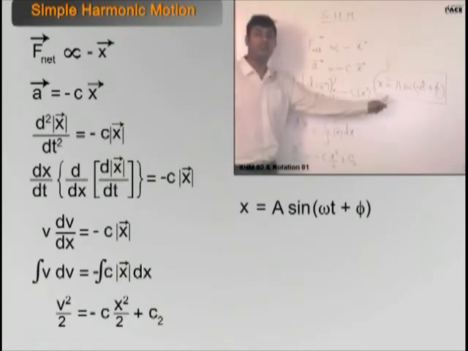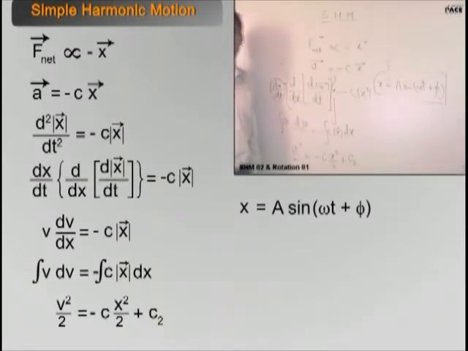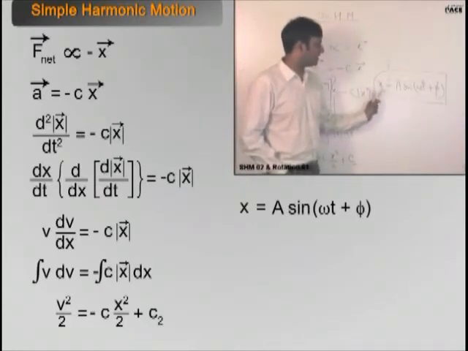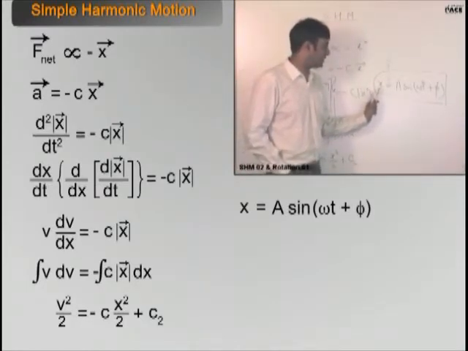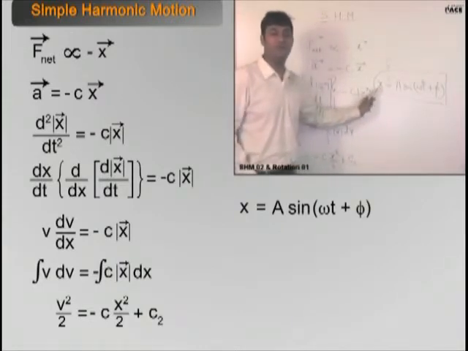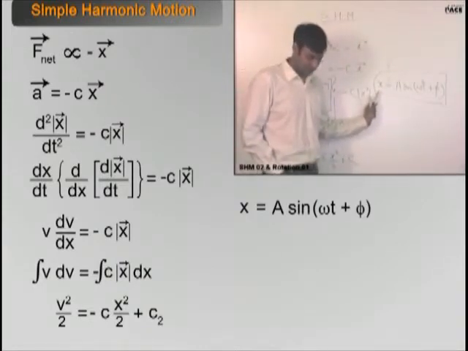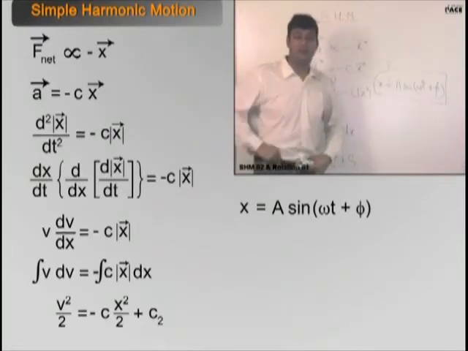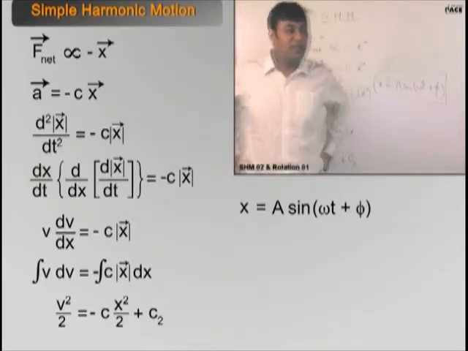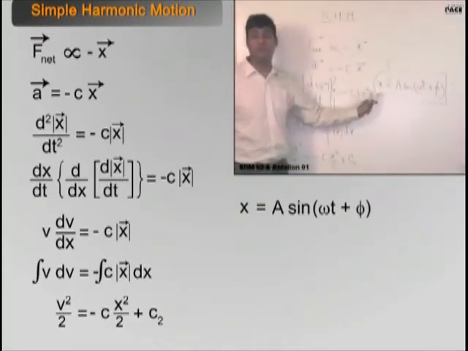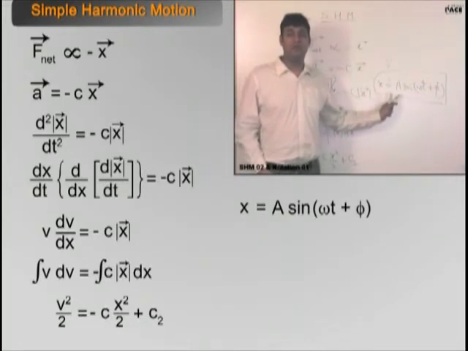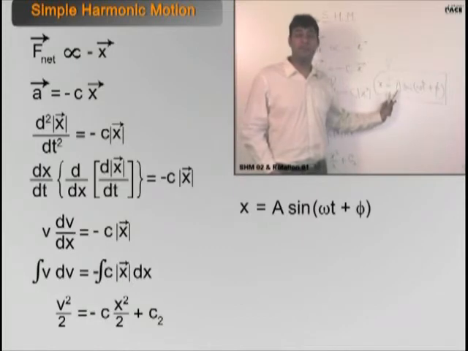So this is the solution. If you remember the last class, you will realize the general equation representing a simple harmonic motion, where x is what? Please tell me all of you. x is the displacement of the particle undergoing SHM from the mean position. What is A? Amplitude. What does amplitude mean? Maximum displacement from the mean position.